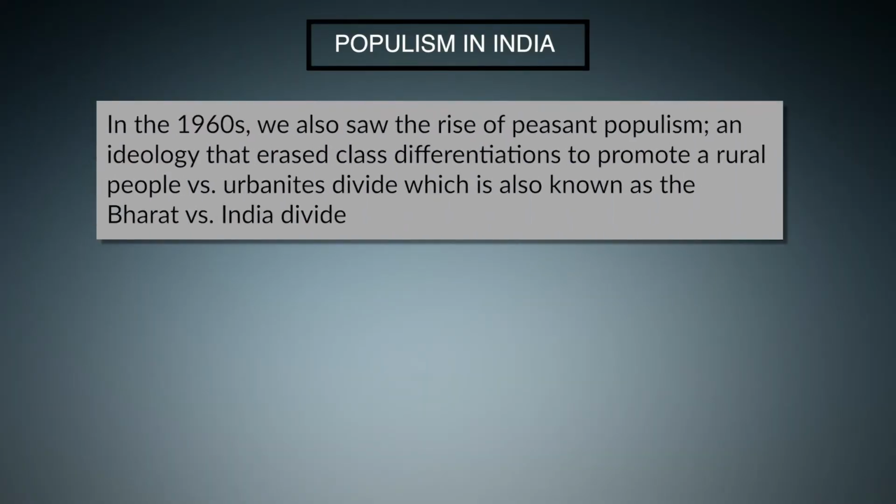And in the 60s we also see a rise of peasant populism ideology, which erased class distinctions and also created an urban-rural divide, which is traditionally called the division between Bharat and India. So this is quite important, and all these things were happening in the post-60s, after the decline or downfall of the Congress system, a term coined by Professor Rajni Kothari.